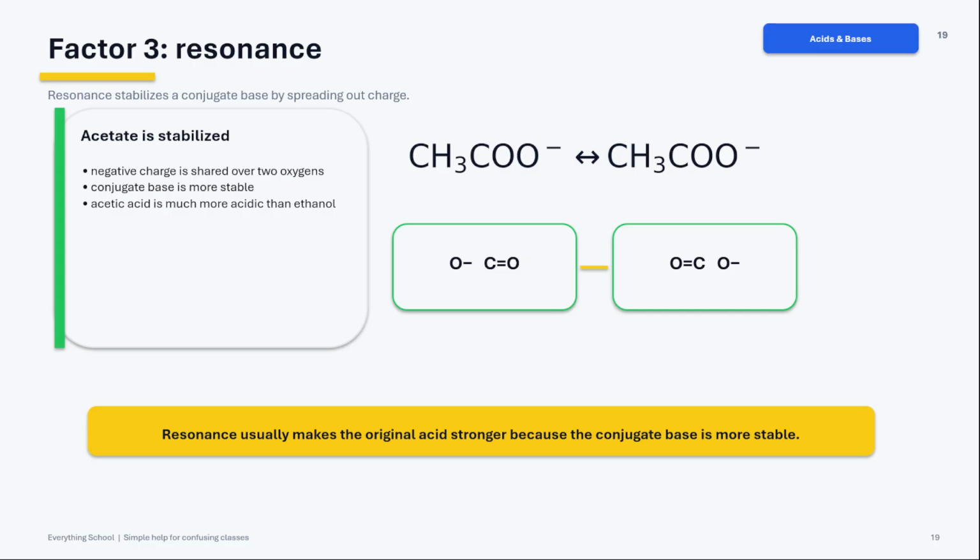The 2 resonance drawings show the negative charge on one oxygen in one form and on the other oxygen in the other form. The key sentence is, resonance usually makes the original acid stronger because the conjugate base is more stable. In other words, resonance spreads out charge, and spreading out charge usually increases stability.